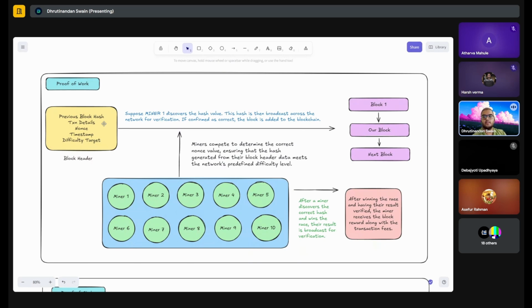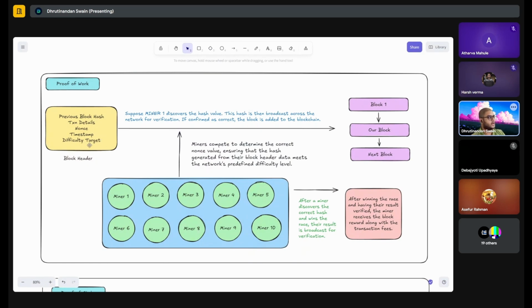Previous block hash means every block has a reference to the previous block it was connected to. Transaction details, all the transactions that were bundled together in that block. Nonce. Nonce stands for number used once. It's a special number that is computed mathematically and requires heavy computation to find out. Nonce is the thing that we are going to focus on more in proof of work. Then comes the timestamp of when the block was created and the difficulty target. It's basically a difficulty target or bar set by the blockchain network itself.